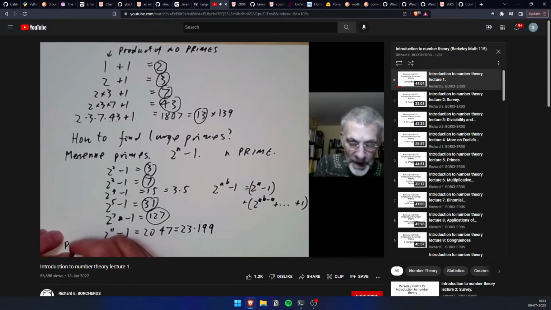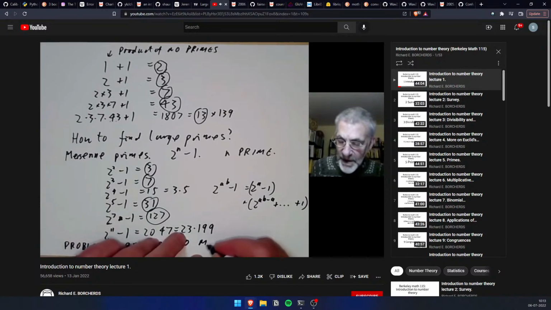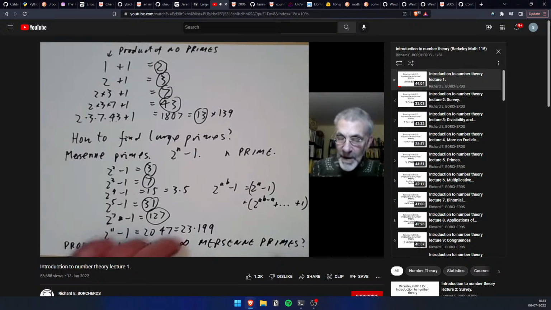We have an open problem. Are there infinitely many Mersenne primes? So no one really knows, although the answer is probably yes, for a reason I'll discuss later.